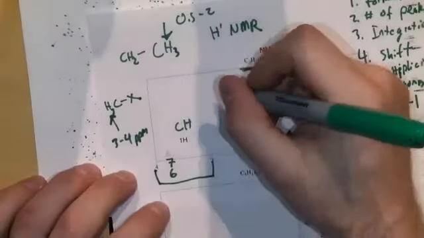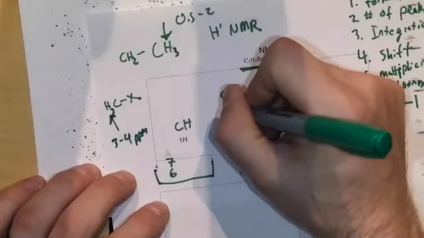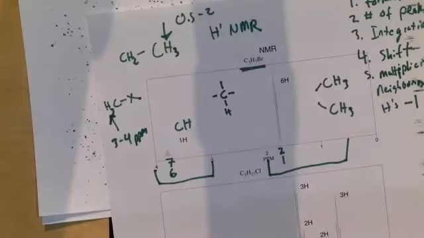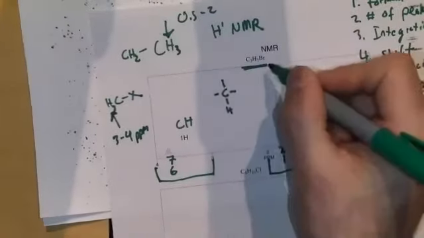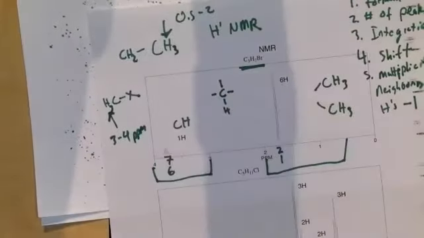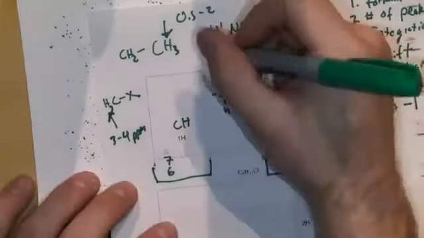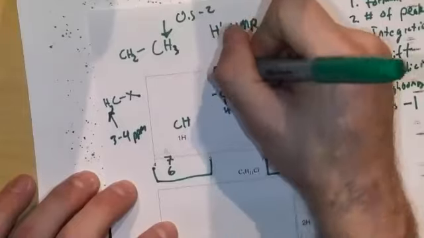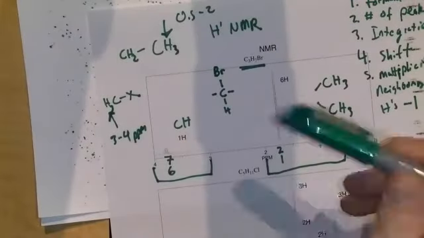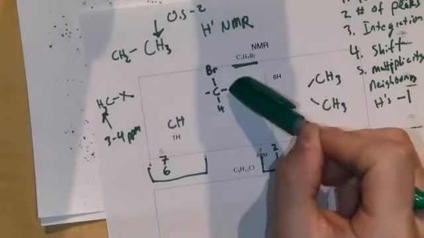So if I take this CH, I'm in the 3 to 4 range. I have a bromine. 3 to 4 is where I find things that are attached to things like bromine. I'm going to throw my bromine on the molecule. So I'm going to put this Br on here. I have 2 open slots now.